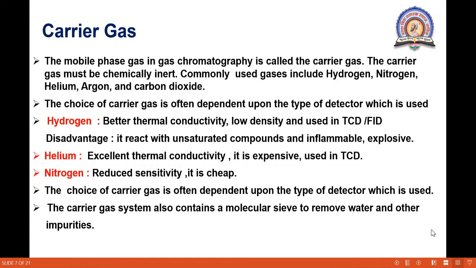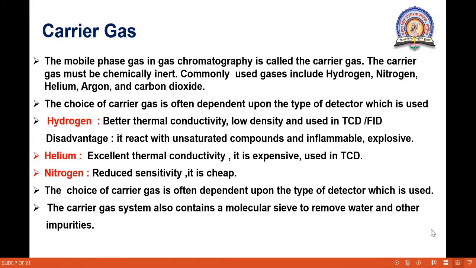TCD and FID are the detectors: thermal conductivity detector, and FID means flame ionization detector. The disadvantage of hydrogen as a carrier gas is that it reacts with unsaturated compounds and is inflammable and explosive. Then the second one is helium: excellent thermal conductivity, expensive, and used in the thermal conductivity detector. Then nitrogen: it reduces the sensitivity, and it is very cheap.